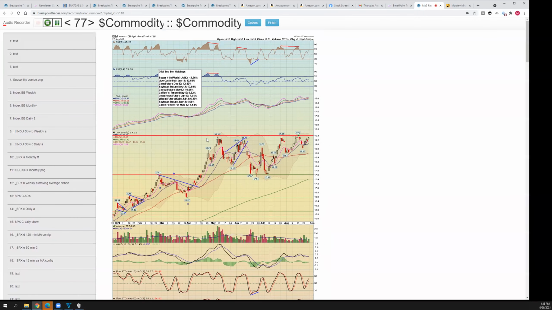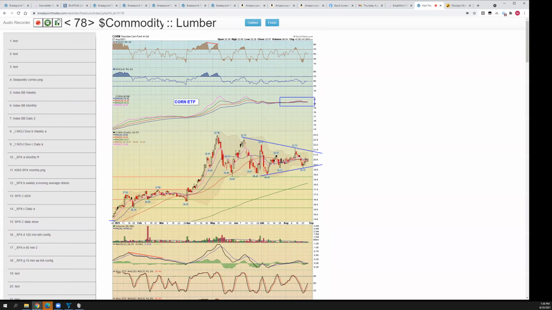Next. Chart 77, here's the daily view. You can see it tested this resistance now 3 times. We'll see if number 4 will be lucky number 4. Next. Chart 78, corn is in a coiled pattern. Again, why do I show corn? Well, you can trade this. It's an ETF. Moving average ribbon is coiled tightly.